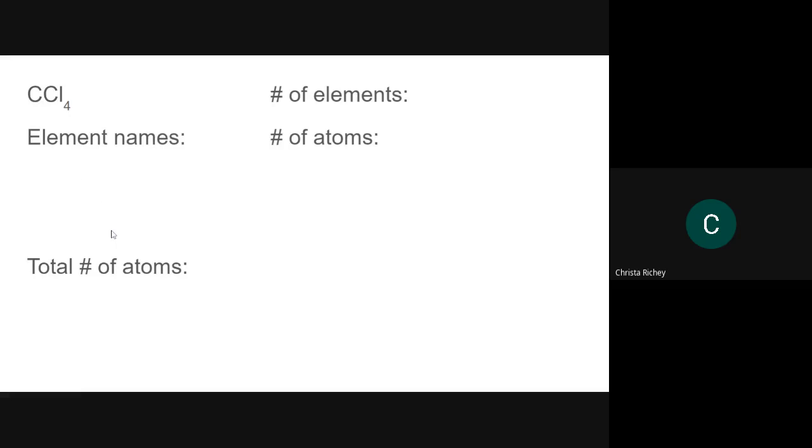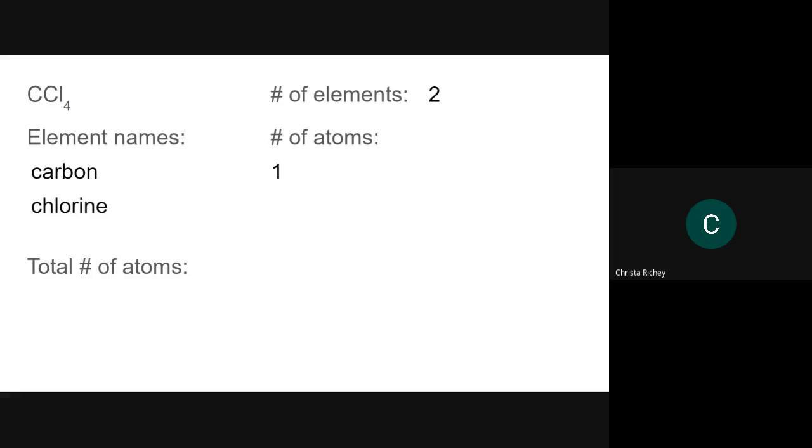All right, next one. Carbon tetrachloride. How many elements are in carbon tetrachloride? Two. Okay, this is chlorine, not iodine. I know in the Google Slides a capital I and an L look exactly the same, but if I had two carbons, this would be C2 and then Cl4. So this is carbon. How many carbons do you have? One. No subscript means that element has one.